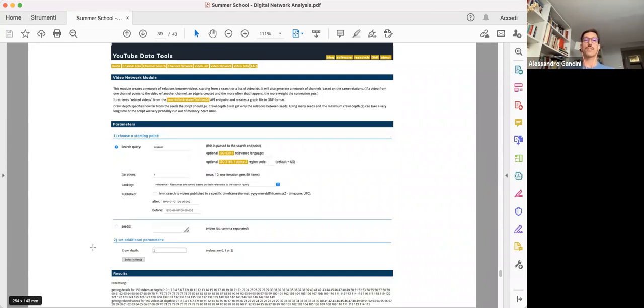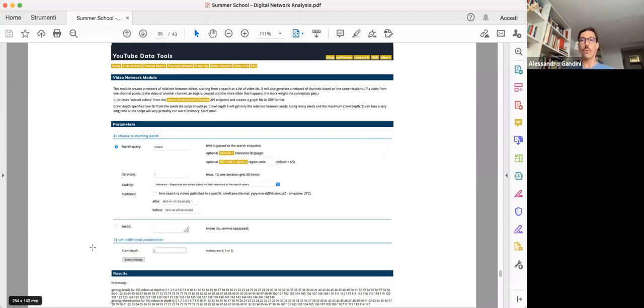So if you set 0, you will only get the videos that are related at the first level to the query that you entered. So if we enter the search term organic, the crawl depth 0 will give us the videos that are related to the search query. If we set 1, we get the videos that are related to the first search query and the videos that are related to the videos that we collected at level 0.